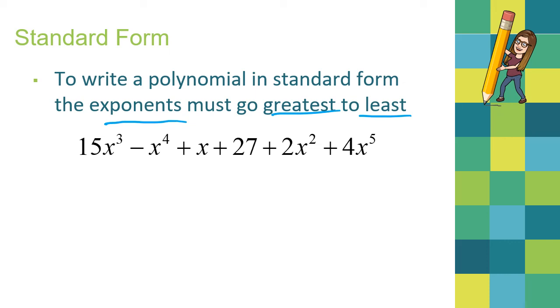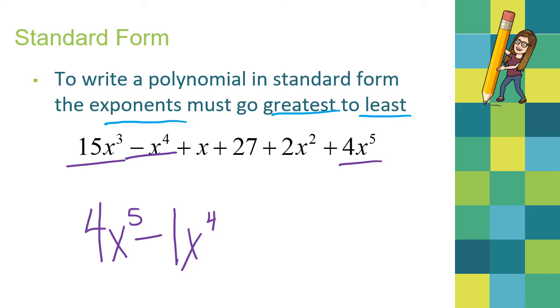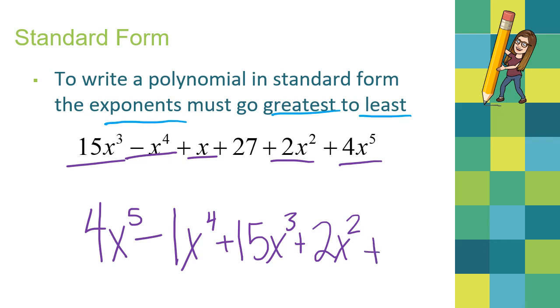but I can rearrange it in order. The highest exponent being the 5th, so I have a 4x to the 5th. Next would be the 4th, so I have a minus 1x to the 4th. Next is third, it's positive 15x cubed. We use the signs in front as is. I next have a positive 2x squared. I then have a positive 1x. And then I have my constant, which always hangs out at the end because it doesn't have a variable, therefore it doesn't have a degree. So writing in order should be easy, but keep an eye out for those like terms, okay?